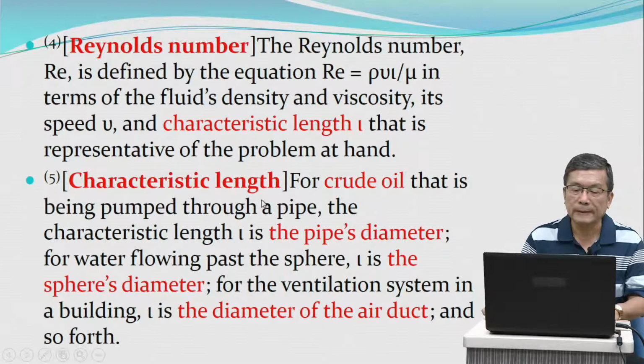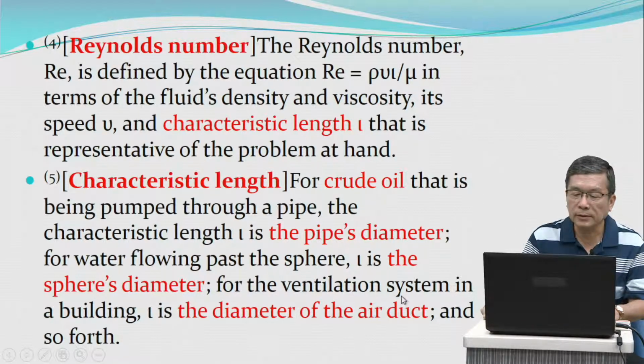Characteristic length. For crude oil that is being pumped through a pipe, the characteristic length L is the pipe's diameter. For water flowing past a surface, L is the surface diameter. For the ventilation systems in a building, L is the diameter of the air duct, and so forth.